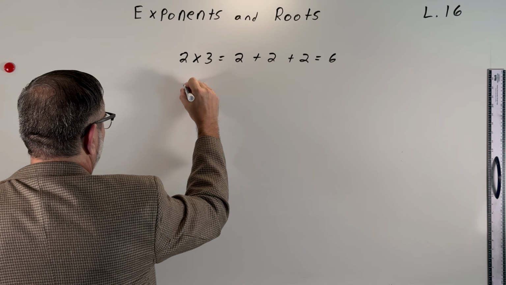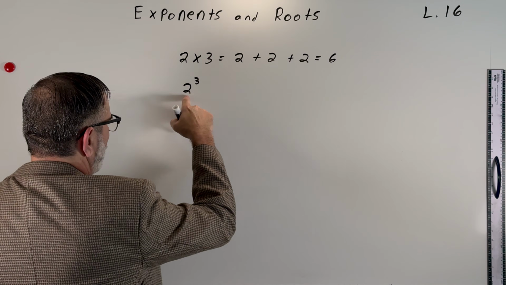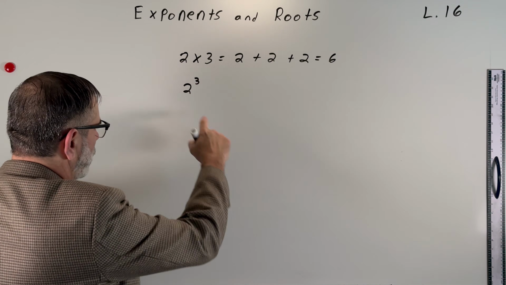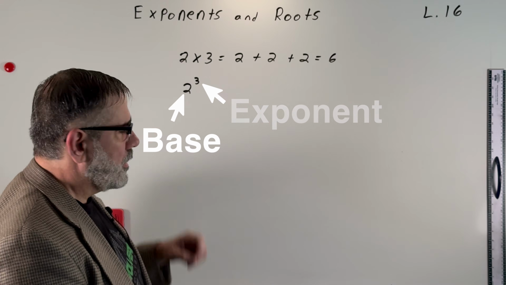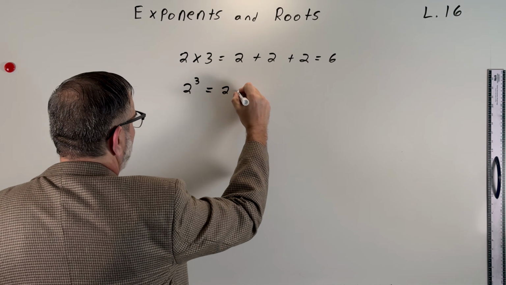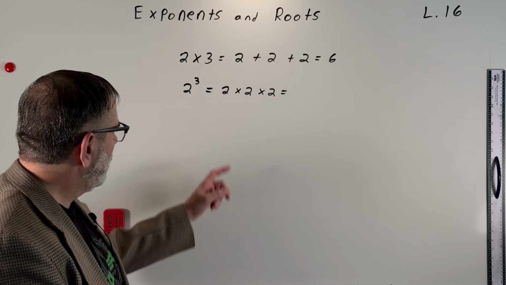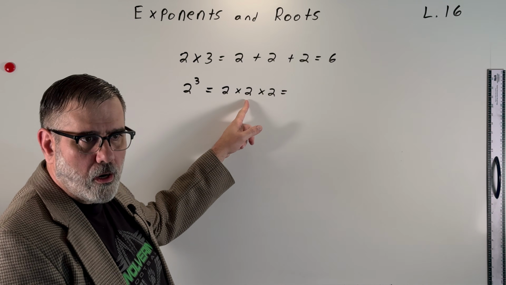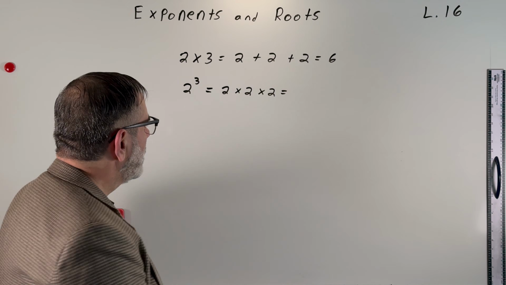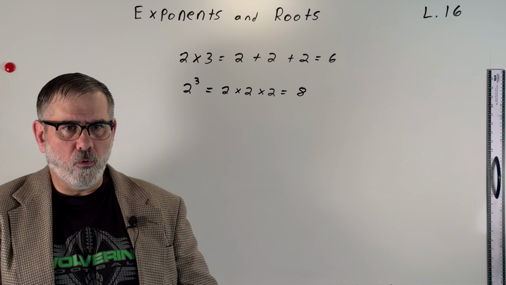Well, I could take a number like 2, and I write it like this. And what does it mean? 2 to the third power, sometimes called 2 cubed, where 2 we call the base, and 3 we call the exponent or the power. It means 2 times 2 times 2. And what's that equal to? Well, left to right, 2 times 2 is 4. 4 times 2 is 8. So 2 cubed, or 2 to the third power, is equal to 8. It's fairly straightforward, yes?